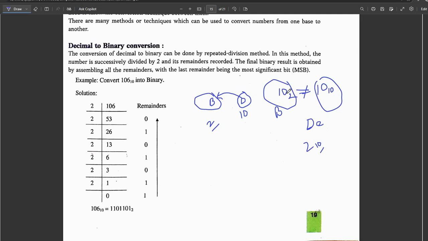So when we write 10, we need to write whether it is 10 to the base 2, or 10 to the base 10, or 10 to the base 8, or 10 to the base 16. We need to write this. This base is very important.